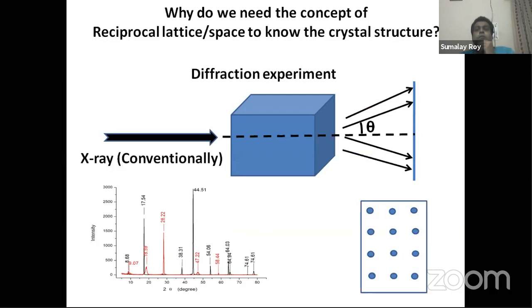First of all, when we start with anything, the question comes to our mind: why should we study this? Why should I study reciprocal lattice or reciprocal space, for that matter? Why do we need the concept of reciprocal lattice or reciprocal space?